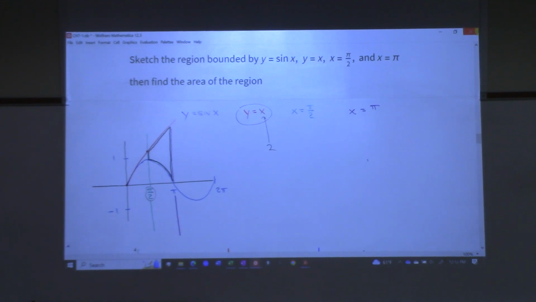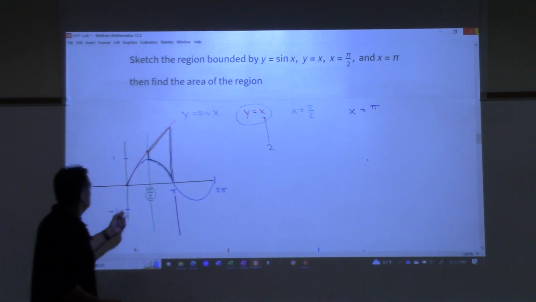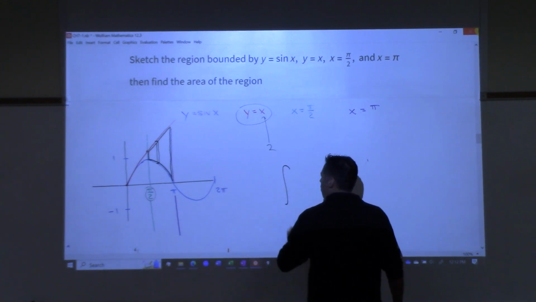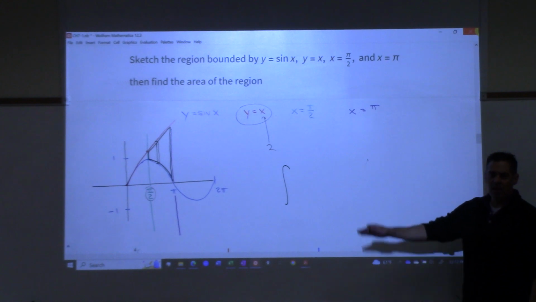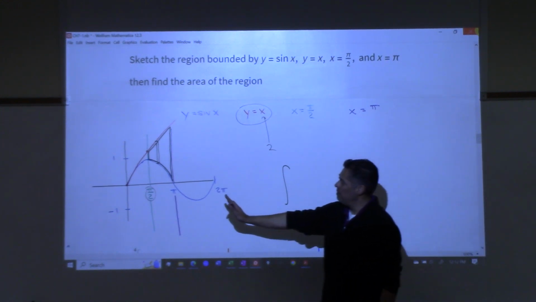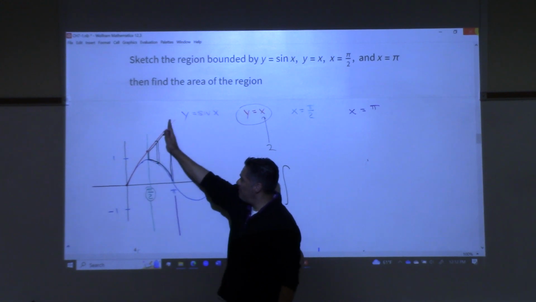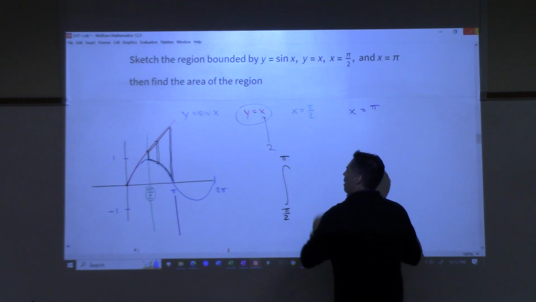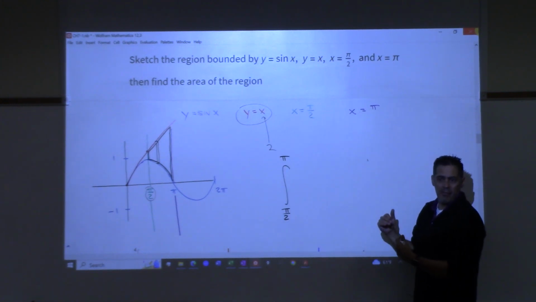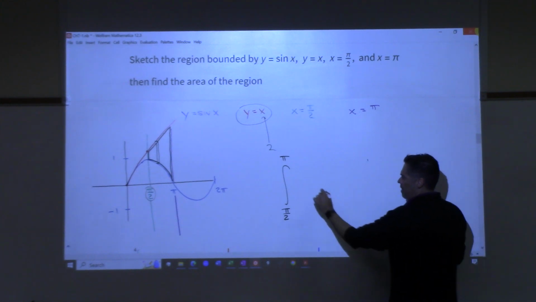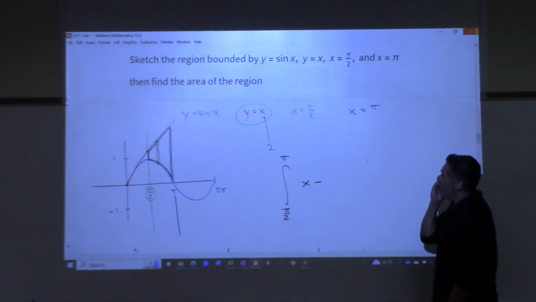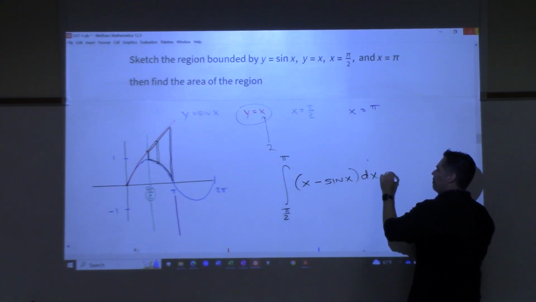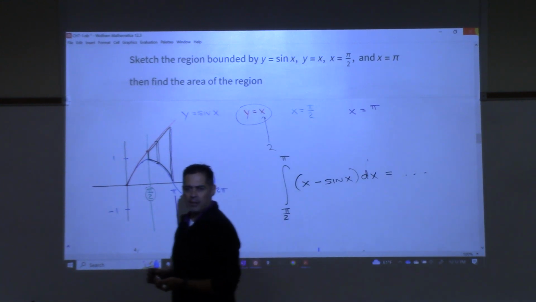All right, vertical rectangles, everyone sold on that? And my integral, do I know where it's going to start and stop? Yeah, I can tell by the drawing, right? It's going to start at pi over 2 and end at pi. And then it's going to be the top function minus the bottom function. What's the top function? x. Minus, what's the bottom function? Sine x. dx. Whatever that is, that's the area.